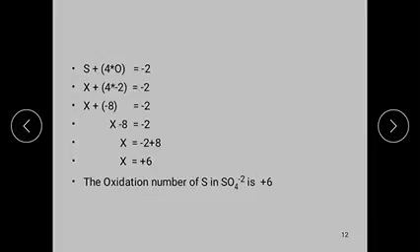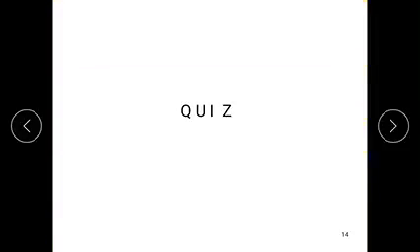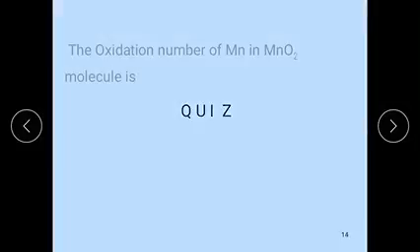Here its calculated oxidation number of sulfur has not exceeded its group number. So plus 6 is the right answer. Let us see some questions on this.